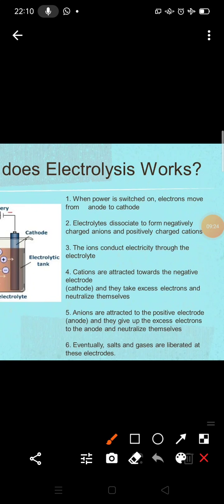The ions conduct electricity through the electrolyte. Cations are attracted towards the negative electrode, the cathode, and they take excess electrons and neutralize themselves. Anions are attracted to the positive electrode and give their excess electrons to the anode and neutralize themselves. So you can see the salt and gases are liberated at these electrodes.